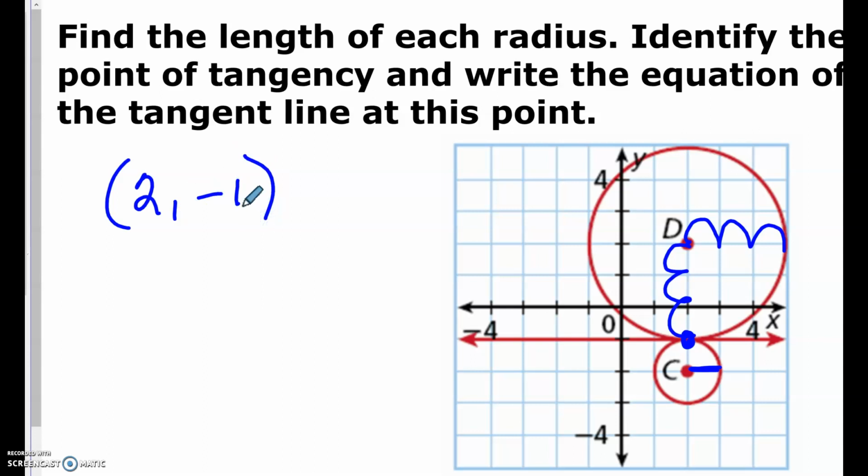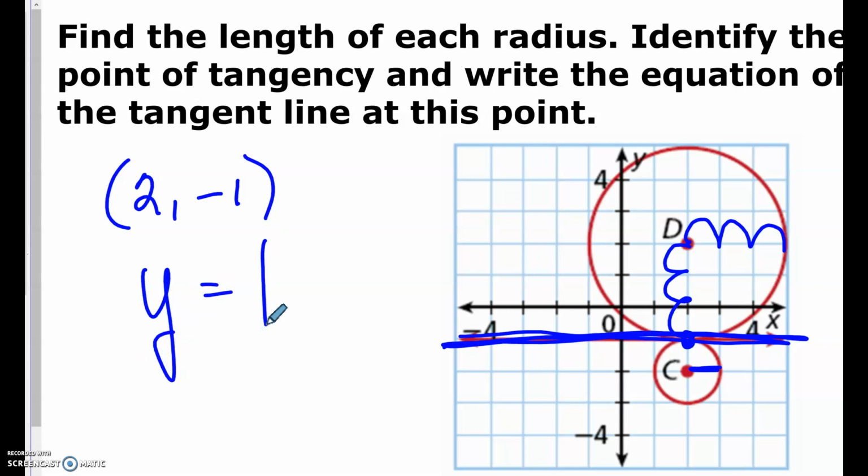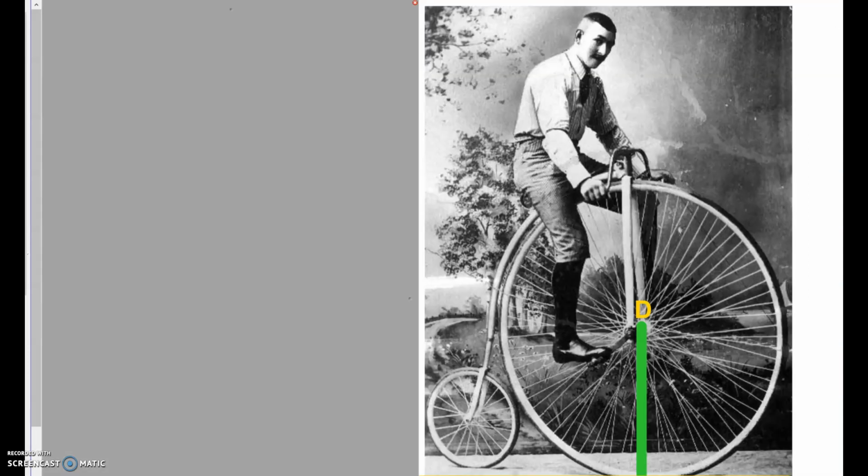Then they want to know what the equation of that line is. The equation of this line right here, a horizontal line, is crossing only the y-axis. Where is it crossing y? It's crossing y at 1. So the equation of the tangent line would be y = 1. And the point of tangency of those two circles is at (2, -1).